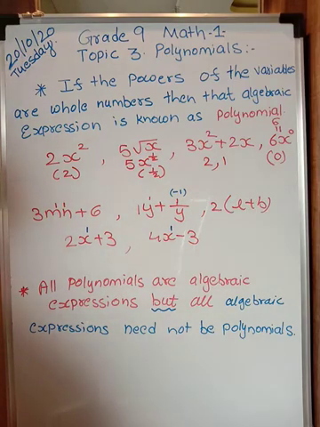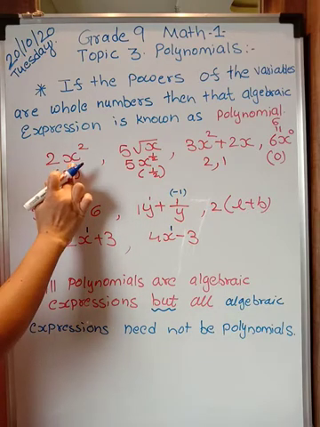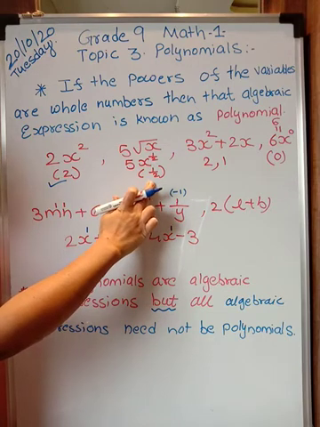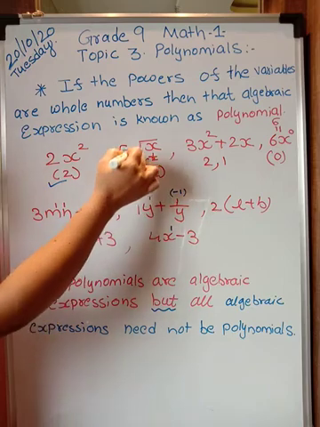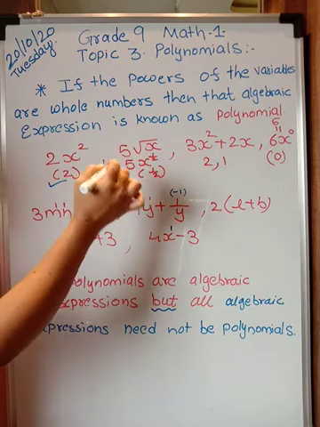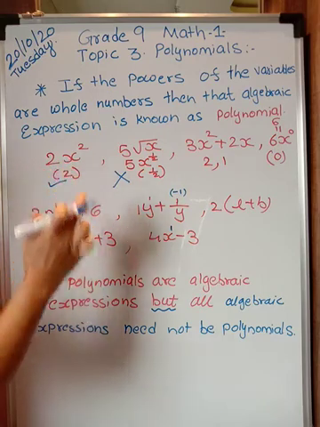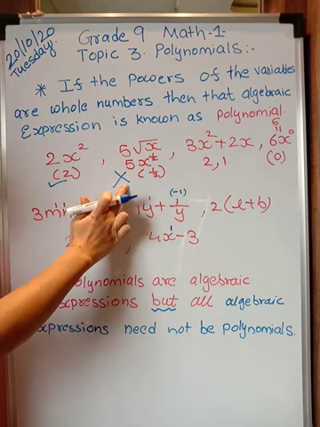Which are whole numbers now? Check out. 2 is a whole number? Yes. So this is a polynomial. Is 1 by 2 a whole number? No, it is not a whole number. So 5 root x cannot be a polynomial, though it is an algebraic expression. So I have written here, all polynomials are algebraic expressions, but algebraic expressions need not be polynomials.